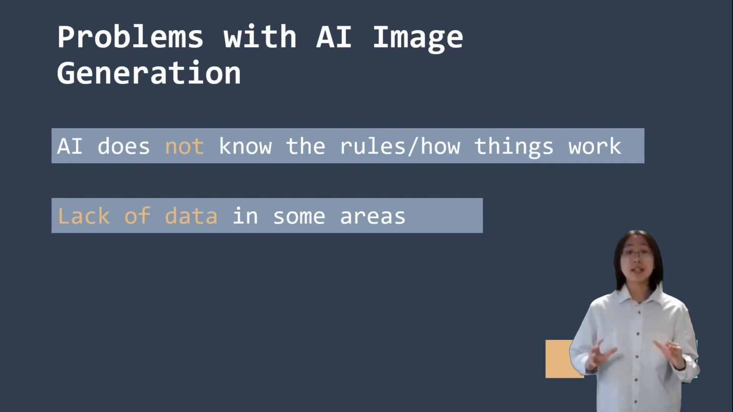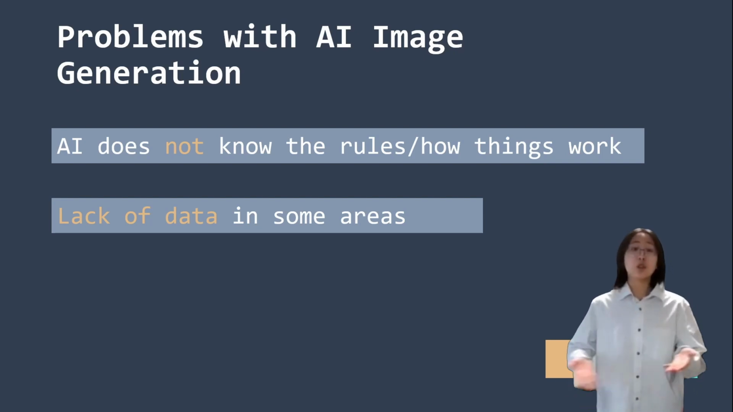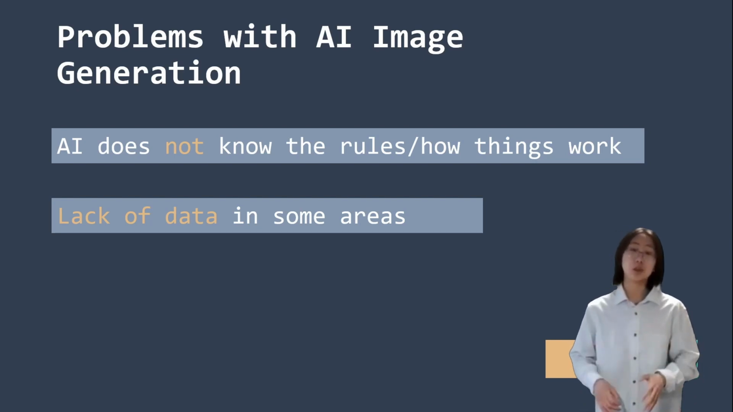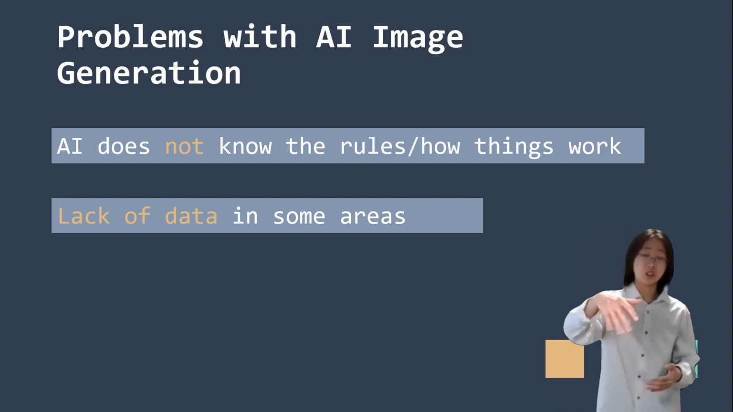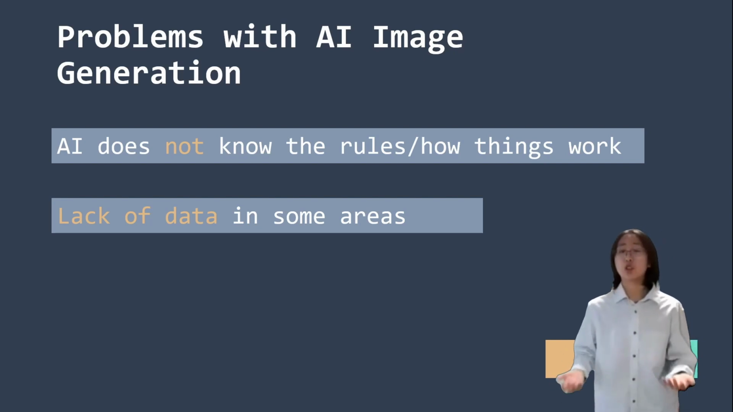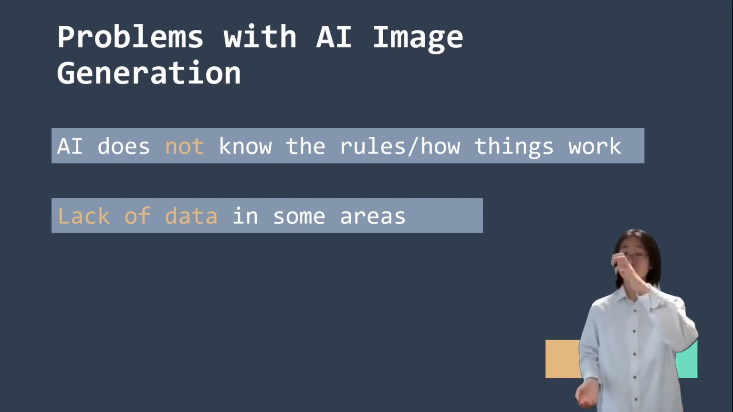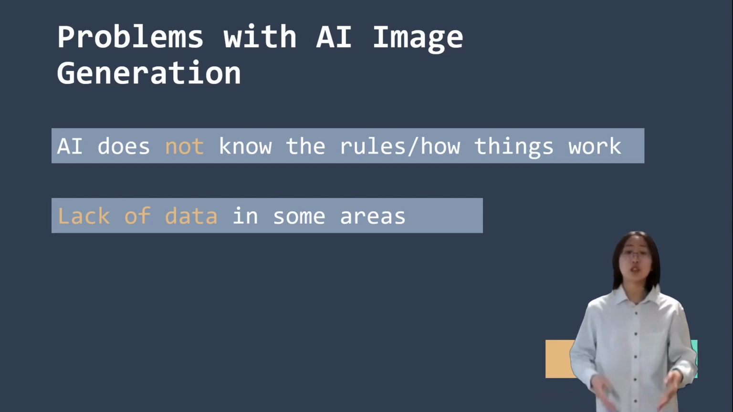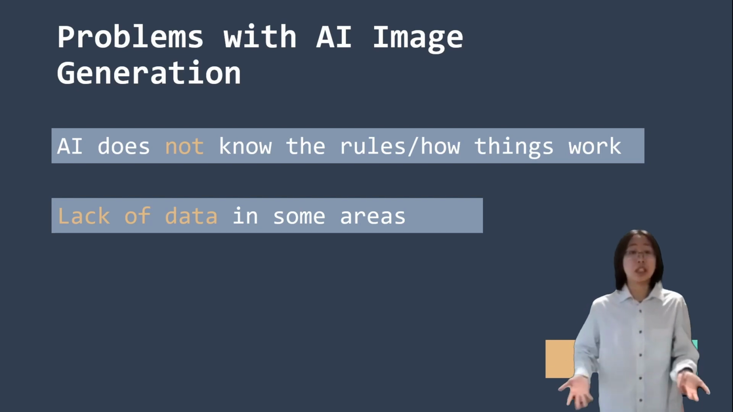Also, there may be a lack of data in some areas. Going back to the example of hands, the AI image generator system may be trained on lots of images of hands. However, maybe many of those images look like this or this, and not so many images of those hands look like this. So when we want to generate images with hands that look something like this, that will be hard for the AI generator to recreate because it has not seen any or many of those images.